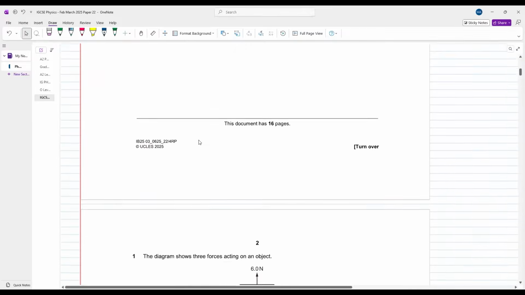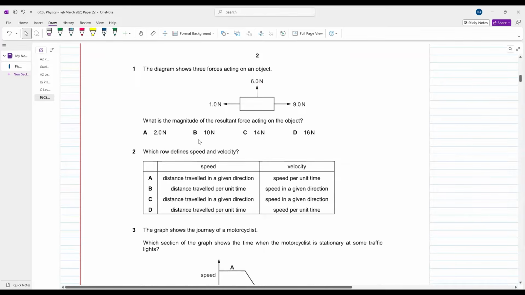The diagram shows three forces acting on an object. You have to calculate the magnitude of the resultant force acting on the object. How will you do that? Can you realize that in the vertical direction only one force is acting, that is of 6 Newton, acting upward. What about the horizontal direction?